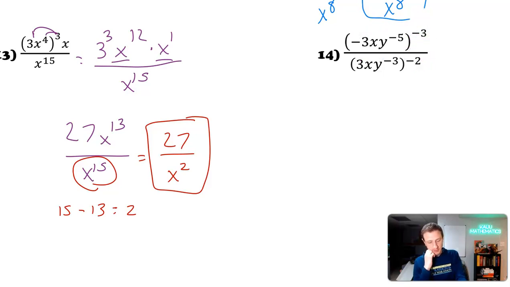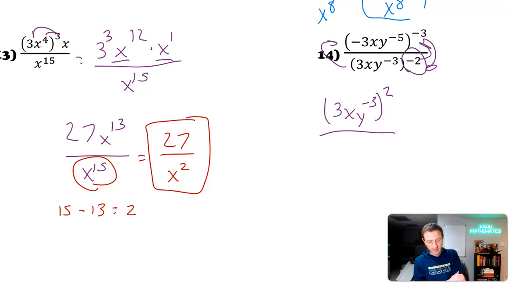Another option is to just flip everything around. So this comes down, this comes up because they're all being raised to the negative. So I'm going to go with that route. So 3x y to the -3 being raised to now +2 because I moved this up to make that positive. And then this is coming down, -3xy to the -5th. That's going to come down. So -3xy to the -5th now being raised to a +3.